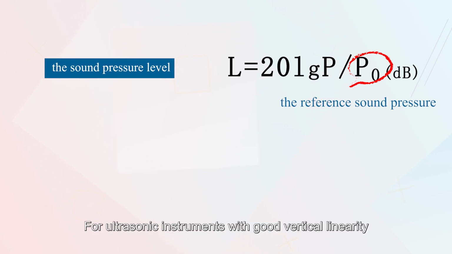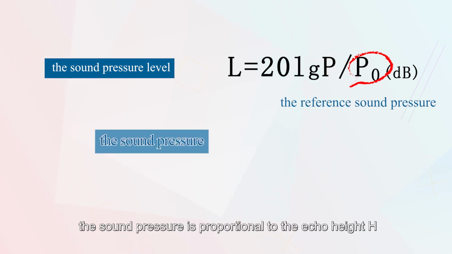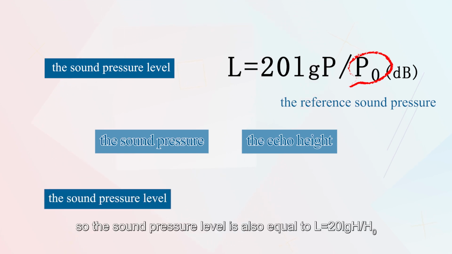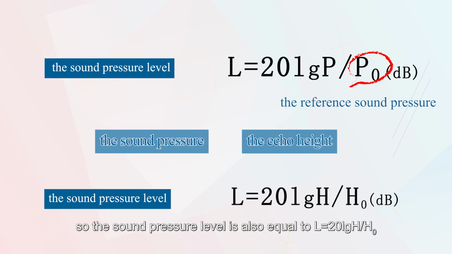For ultrasonic instruments with good vertical linearity, the sound pressure is proportional to the echo height H on the display screen of the ultrasonic detector. So the sound pressure level is also equal to L = 20 lg H/H0.